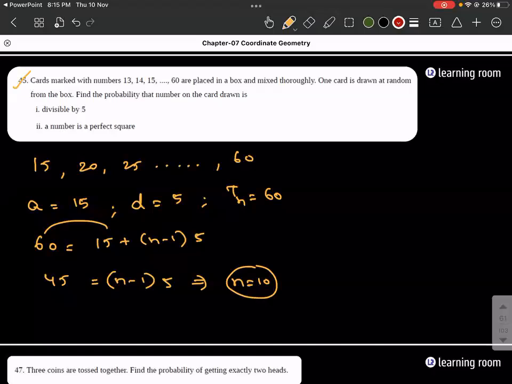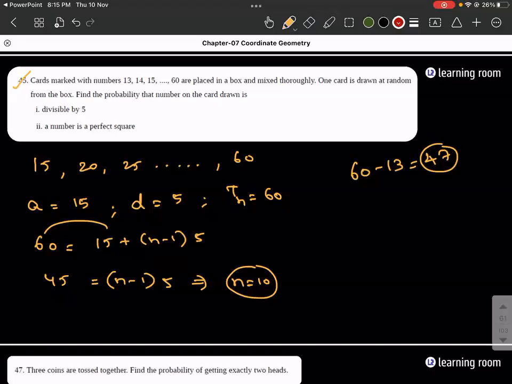Forty-seven. 46. How 40? How 46? 47, sir. 47, huh? 47, sir. You guys, you know what you're doing? You're doing 60 minus 13, you're getting 47. But when you do this, you're missing the 13th card also.